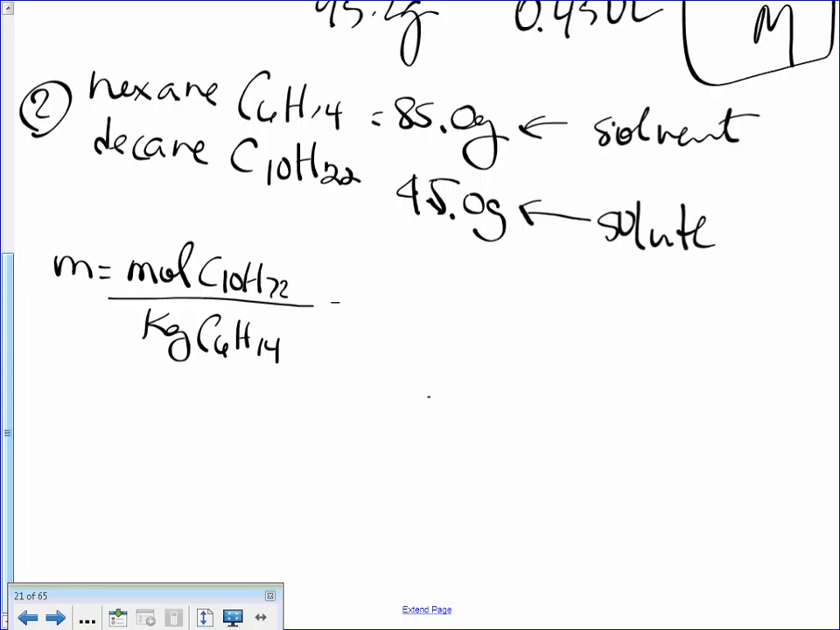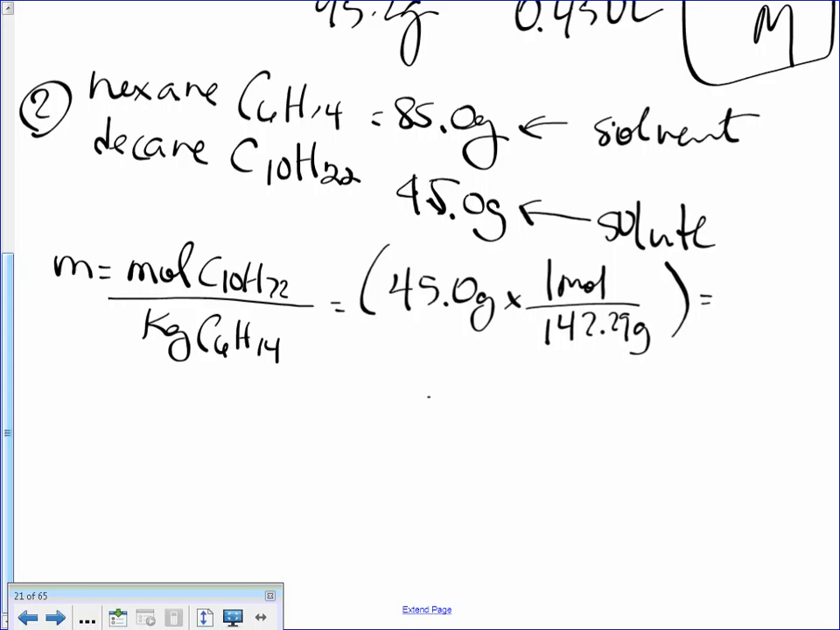Okay, so moles of decane would be 45 grams of decane times 1 mole of decane over what? 142.29. Okay, so that's decane. Can you tell me the moles of that? Because we're going to need that later on. You take that divided by that. I'll round to 0.317. Okay, so that's moles of decane. And you're going to want to label these 100% of the time because sometimes you'll forget which moles is which. It's to your benefit to do this.